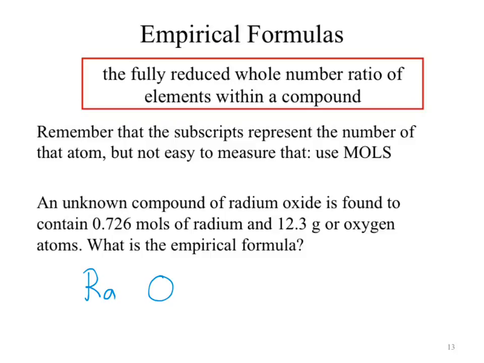So I've given the moles of radium, 0.726. Anybody going, well, that looks ugly? Yeah, good. You should be. We want the whole number ratio within our formula, not these weird decimal things. We want a whole number. So 0.726 is not a whole number, and that becomes problematic. What would we put for our oxygen?